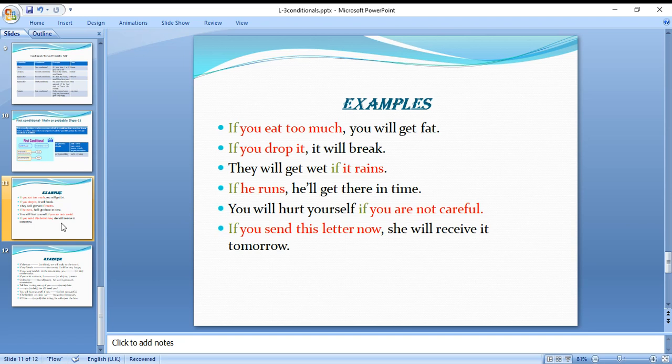You will hurt yourself if you are not careful. This, you will hurt yourself, is the main clause. If is a subordinating conjunction, you are not careful. Now, if you are not careful is the subordinate clause, and you will hurt yourself is the main clause. In the last sentence, if again is a subordinating conjunction, if you send this letter now is the subordinate clause, and she will receive it tomorrow is the main clause.